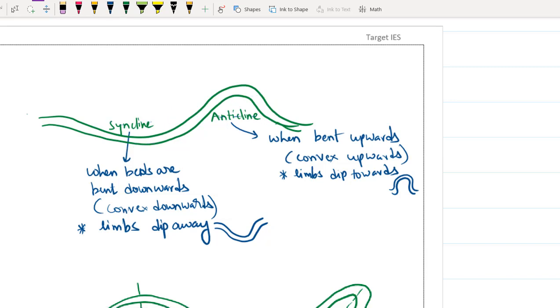ठीक है, syncline and anticline. ठीक है, see first of all, let us try to understand concave and convex. Concave and convex. Many people have problem with concave and convex, and they do a lot of mistakes.